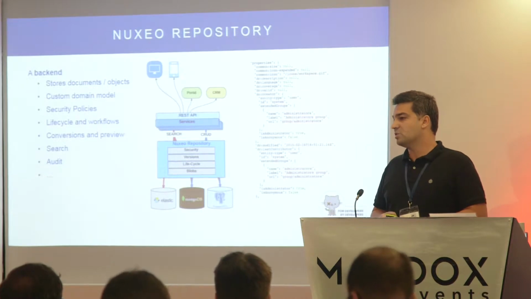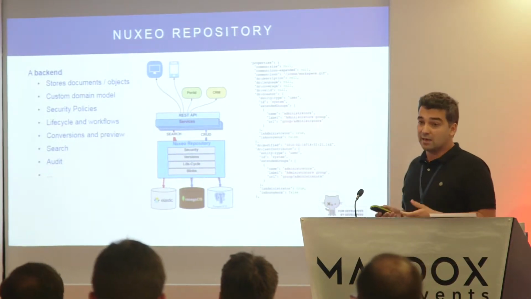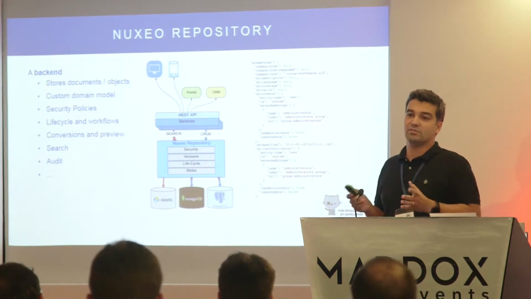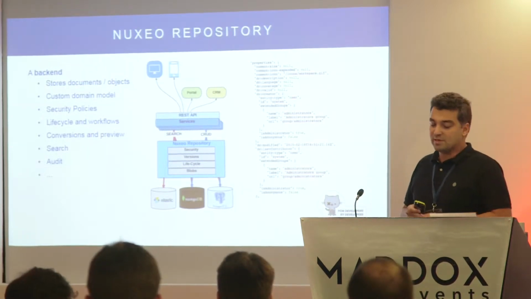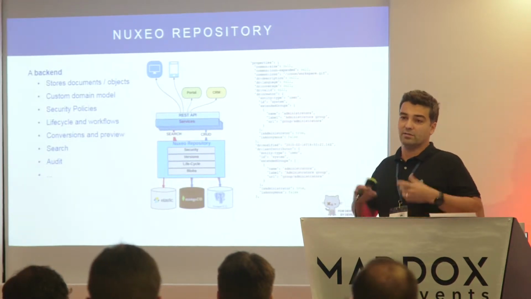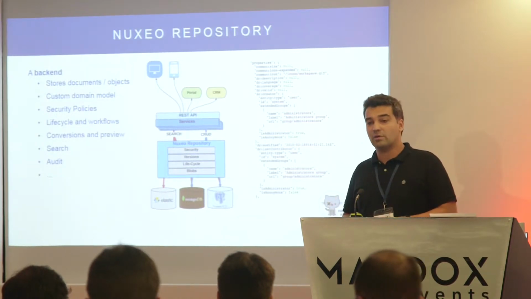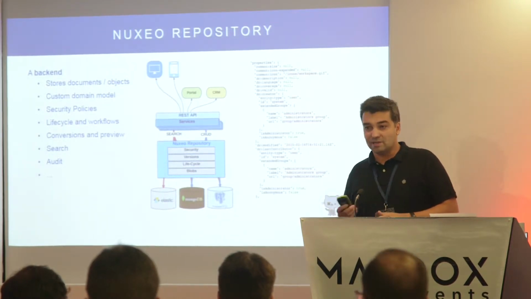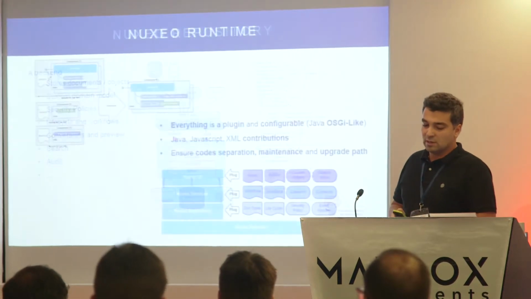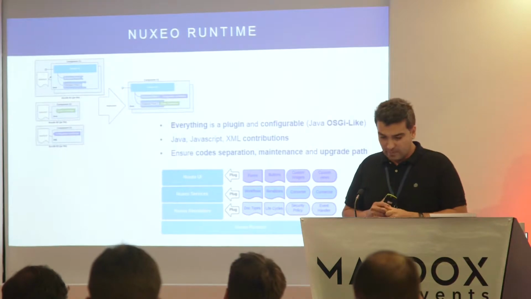And the way you define the structure for your document is using schemas and facets. And what we provide, again, is basically a backend for you to store this information. And we provide services like security policies. You can start workflows on your documents. We provide conversion services. We provide preview services. We have a very nice, powerful search backend powered by Elasticsearch. We have audit.